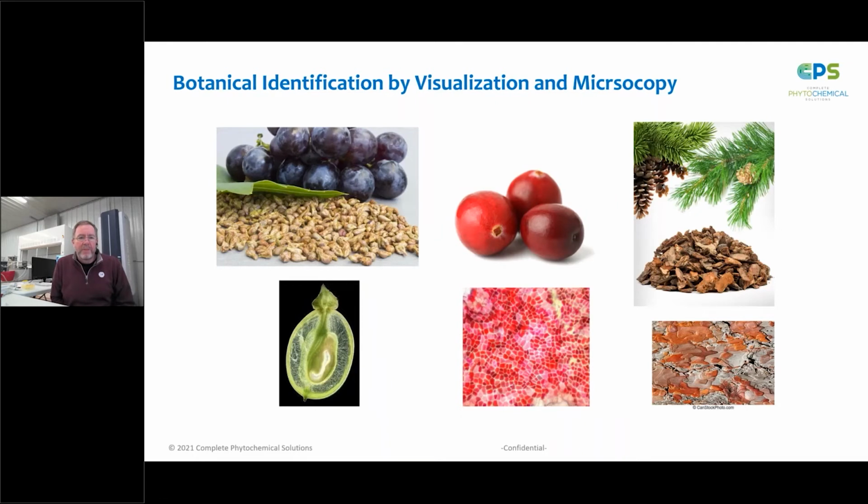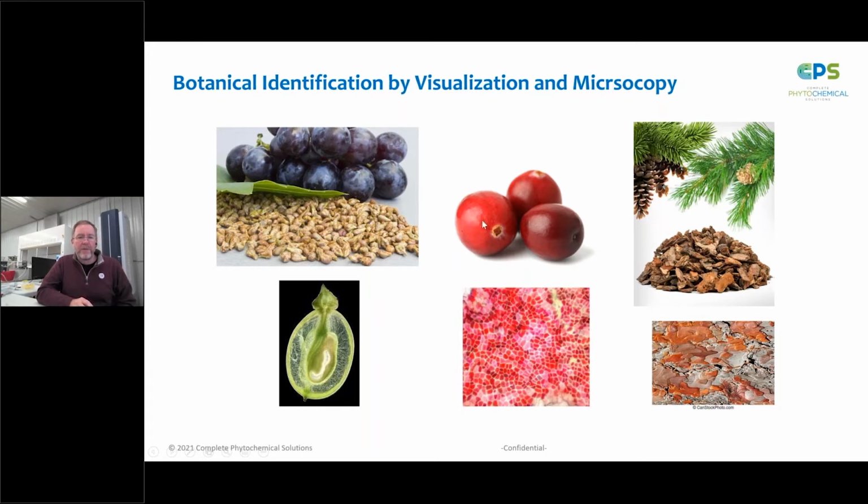So here's a couple examples. We have some blueberries, some grapeseed here on the left-hand side. These aren't blueberries, they're grapes. Grape seeds, we have cranberries, and we have pine bark. And these are all botanicals that are pretty easy to identify, except for this, which I thought was a blueberry. Apparently, I've got to go back to my botanical identification class. But we've got visualization that helps us understand that, yes, these are really truly authentic items.